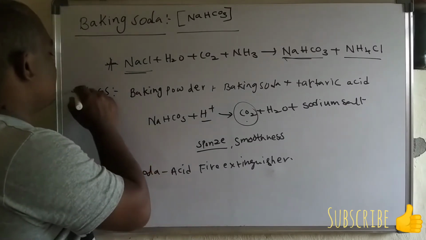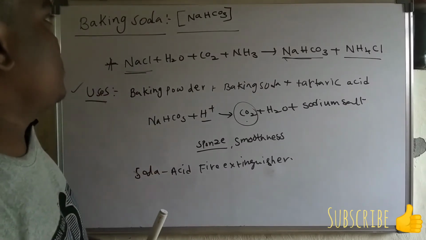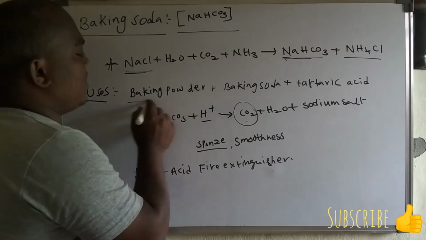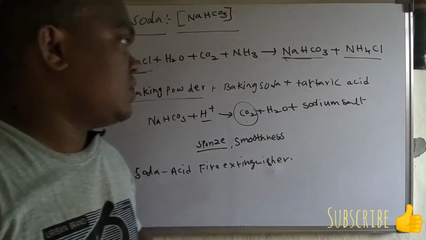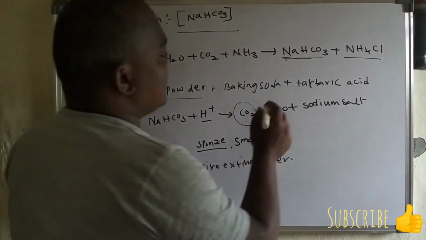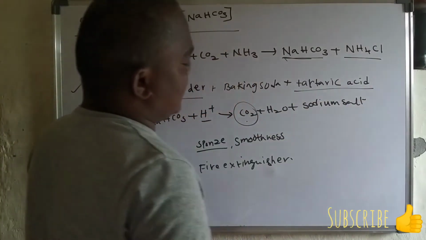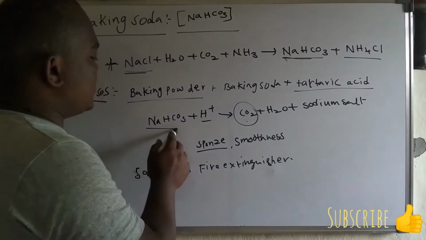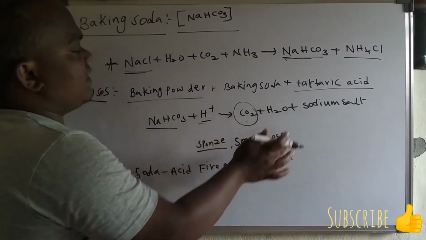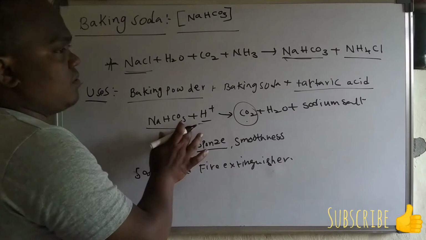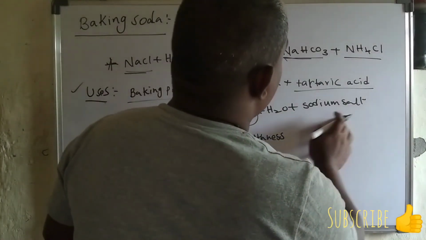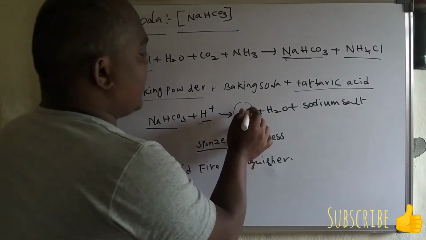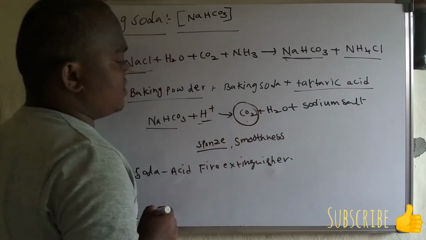If you see the uses of this baking soda, it is used in baking powder. Baking powder is a mixture of baking soda and an edible acid called tartaric acid. In this reaction, NaHCO3 plus H+ gives CO2 and H2O along with the sodium salt. So here the CO2 gas is produced.